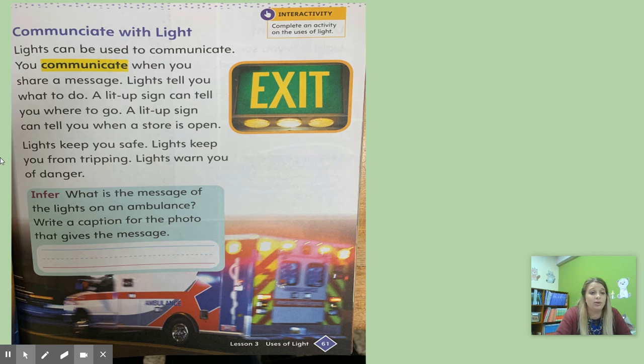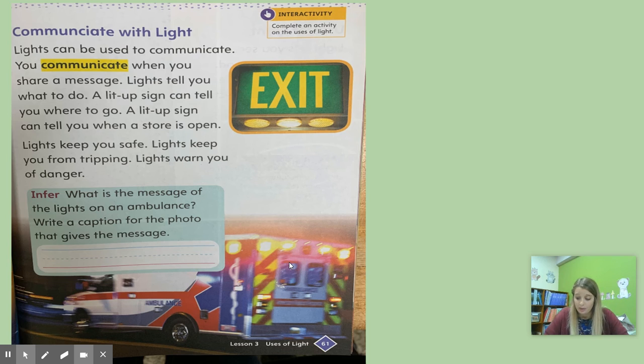So this asks us to infer, what is the message of the lights on an ambulance? We're going to write a caption for the photo that gives the message. Basically, when we see these lights on an ambulance, it means that we need to move out of the way because the ambulance is coming through quickly.